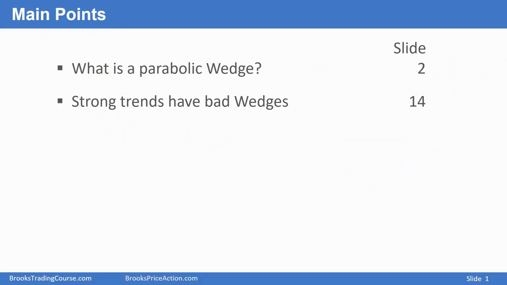I want to start by talking about parabolic wedges. A parabolic curve is one that increases in its slope as it progresses. It's a type of buy climax if it's a bull wedge. It's a type of sell climax if it's a bear wedge. Also, strong trends always have bad-looking wedge reversal patterns.